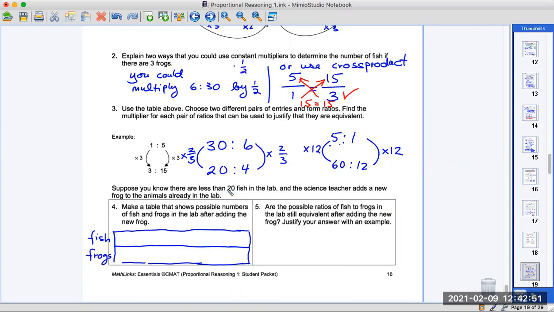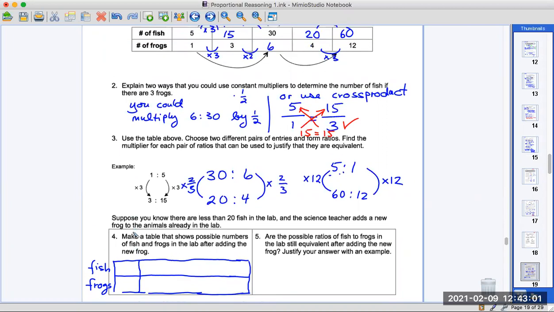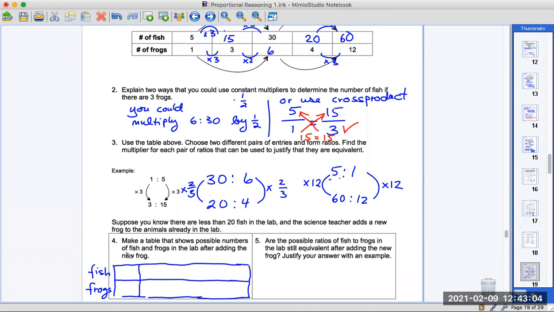Remember, we have less than 20 fish. So let's find some combinations. What are some combinations? Look up at your table up there. Less than 20. So 15 and 3. I'm looking at up here. How about we have less than 20, so let's do 16. Let's do one frog. No, wait.